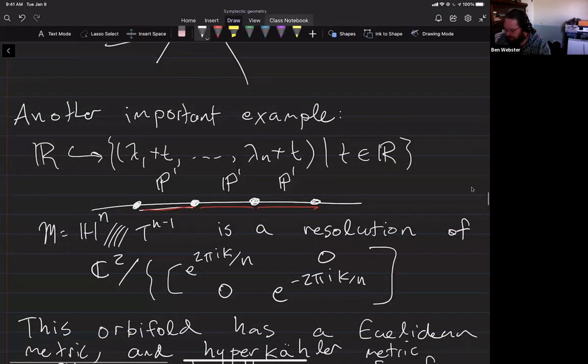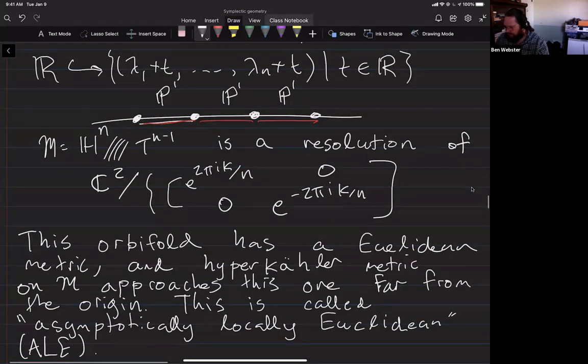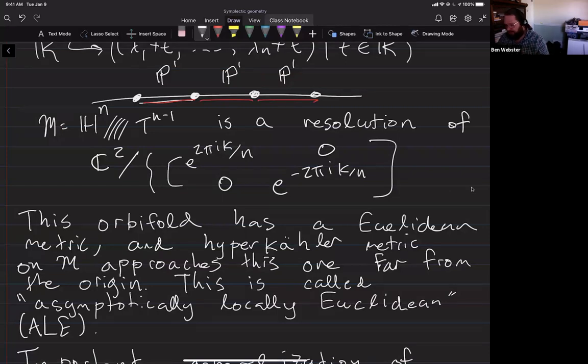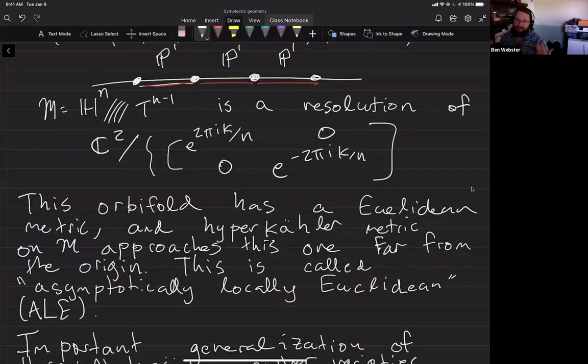This is another famous example of a hyperkähler manifold, in that this hyperkähler metric on the reduction isn't exactly the same as, but gets close to the metric induced from the metric on C2 when I take this quotient. When I take this quotient, I get an orbifold away from the one singular point, which gets me a nice smooth metric. And this hyperkähler one approaches this one, which is flat, as I get further and further away from the origin. This is what's called asymptotically locally Euclidean, or ALE. So you'll sometimes, if you hang out in the right circles, hear about ALE spaces. And these are examples of ALE spaces.